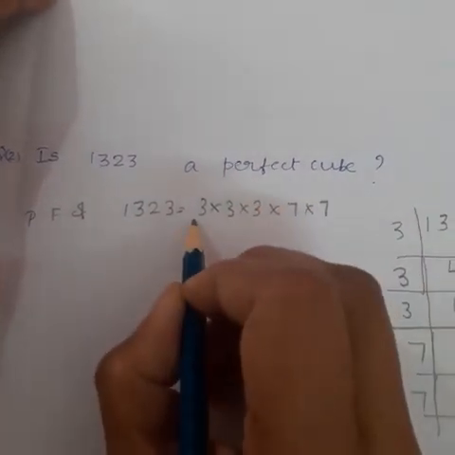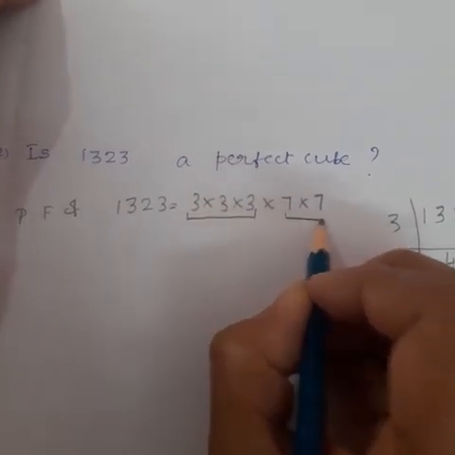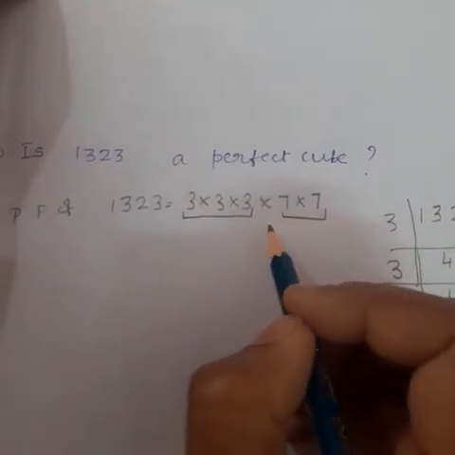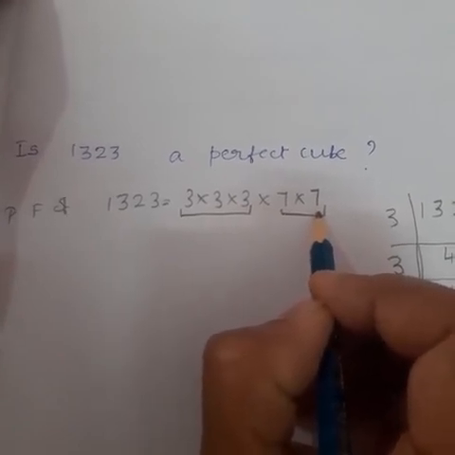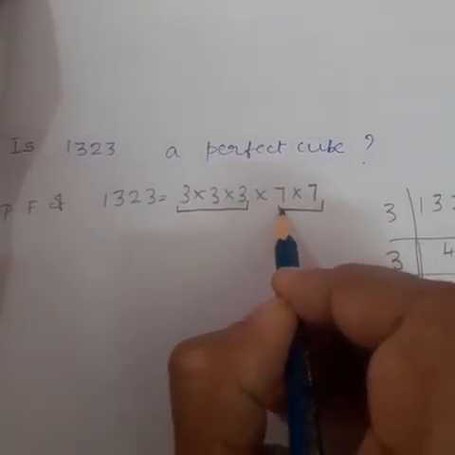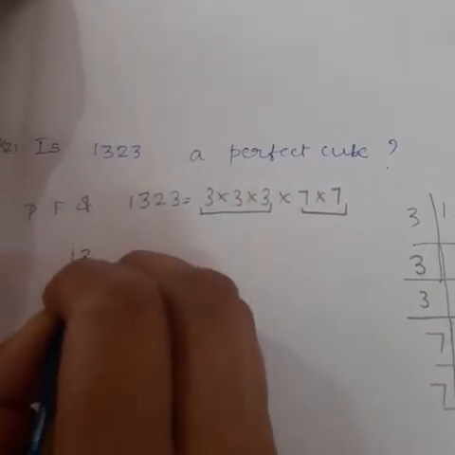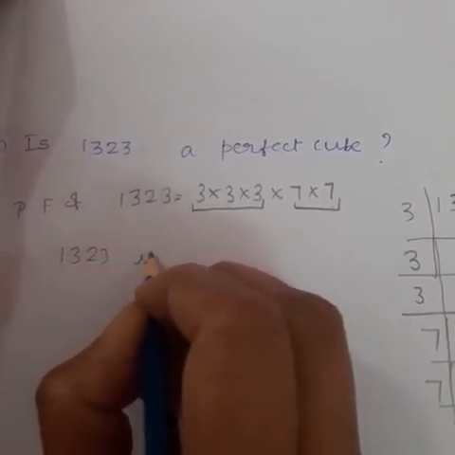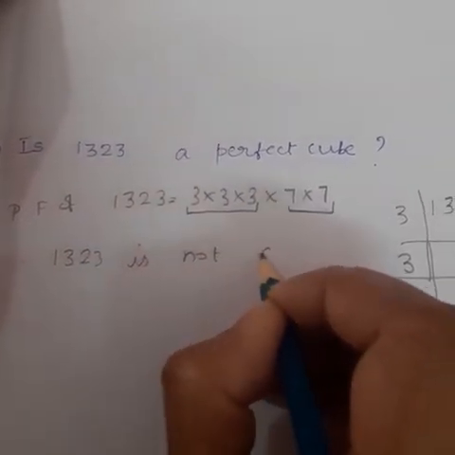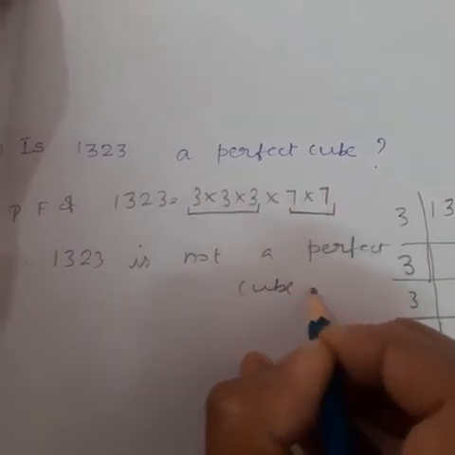Let's make the triplets of same factors. Now, while grouping the factors, we are left with 7 into 7. The prime factor 7 does not form a triplet. Therefore, 1323 is not a perfect cube.